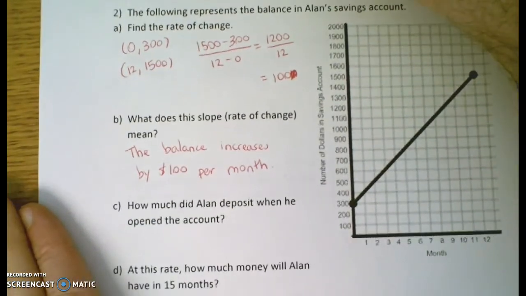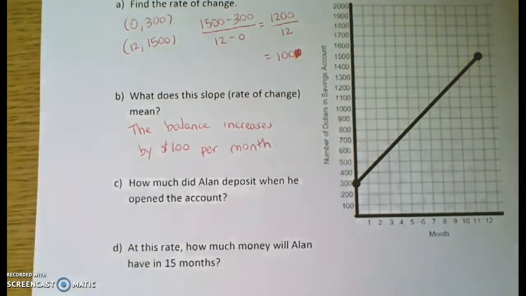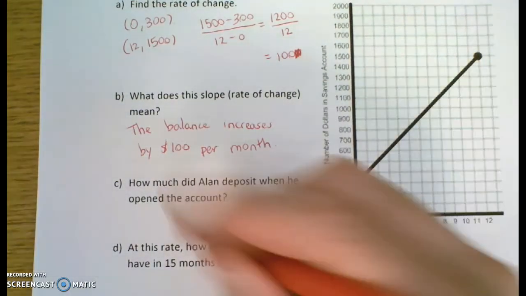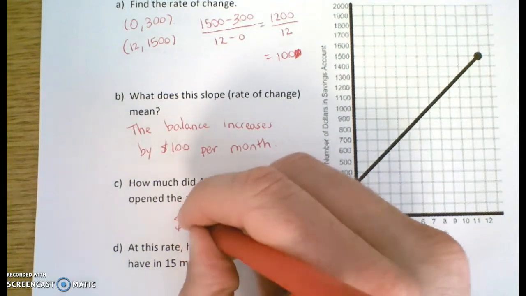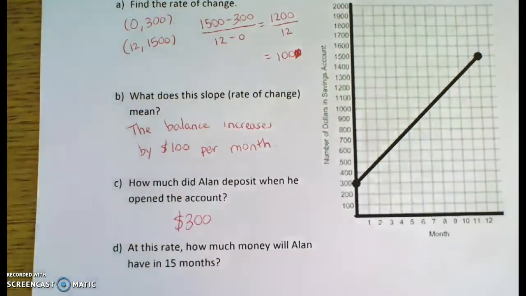Looking at the graph, how much money did Alan have when he opened the account? So that's when we started. It looks like he had $300.